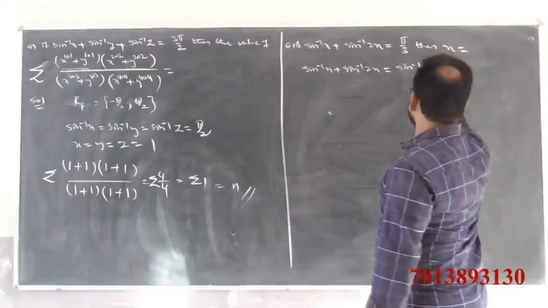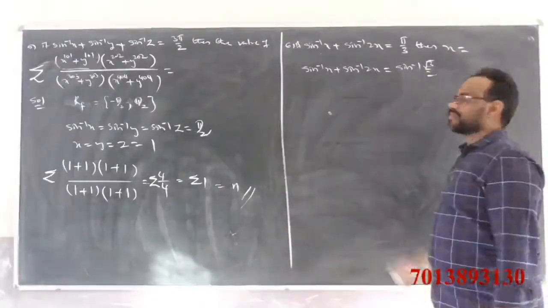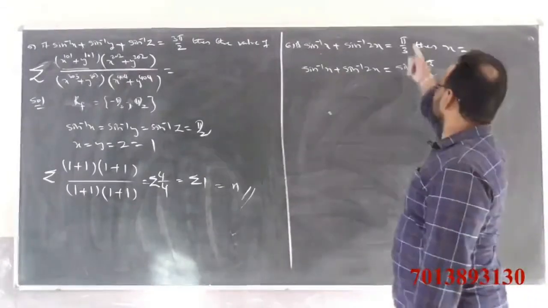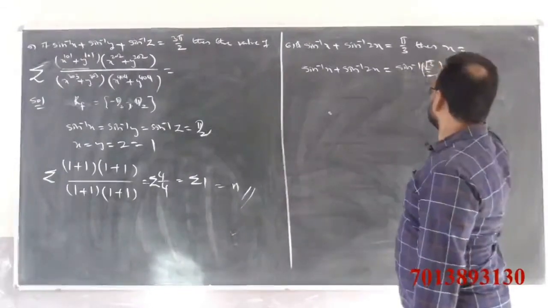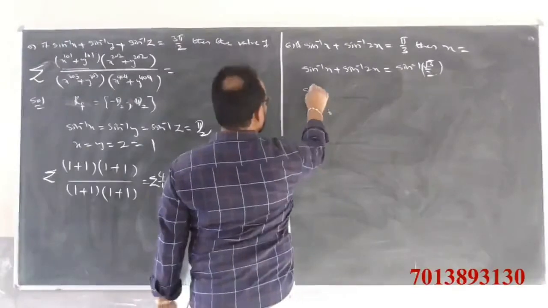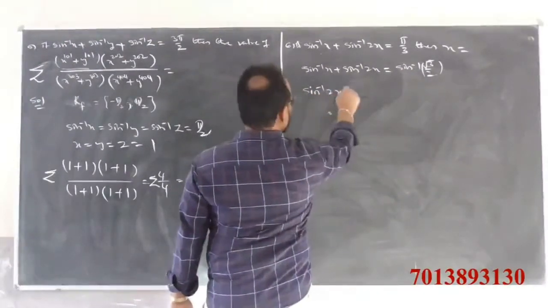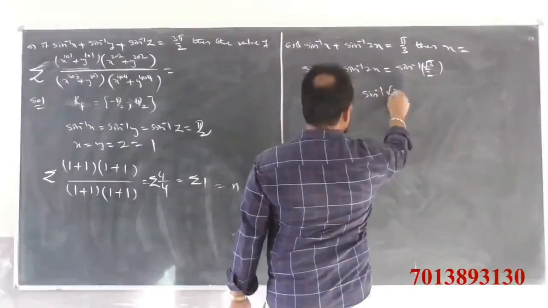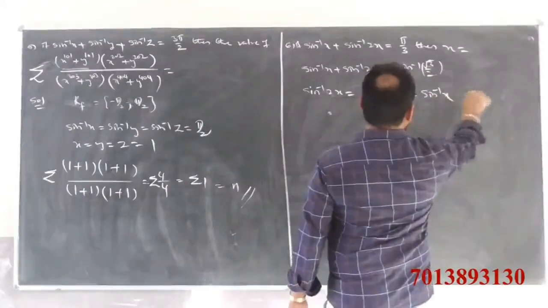So pi by 3 can be written as sin inverse of square root of 3 by 2. Sin 60 value, how much? Root 3 by 2. So pi by 3 is nothing but 60, and 60 can be written as sin inverse of root 3 by 2. If you transpose sin inverse x, here we get sin inverse 2x is equal to sin inverse square root of 3 by 2 minus sin inverse x.